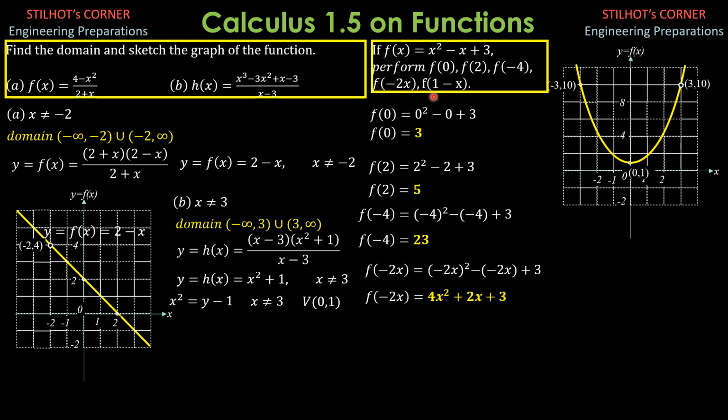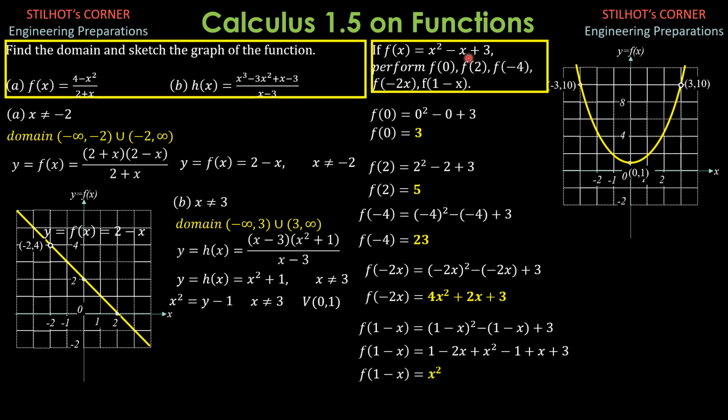And finally, f of quantity 1 minus x, so we have quantity 1 minus x squared minus quantity 1 minus x plus 3. So simplifying, that is 1 minus 2x plus x squared, remember from algebra, then minus 1 plus x plus 3. So we have x squared, negative 2x plus x, negative x, cancel 1 minus 1, so plus 3. So it is x squared minus x plus 3, which is the original function.